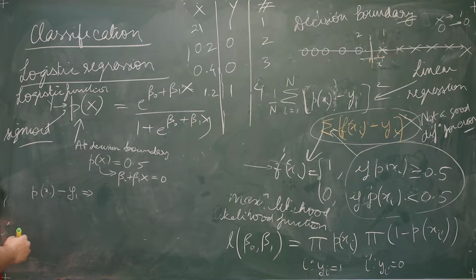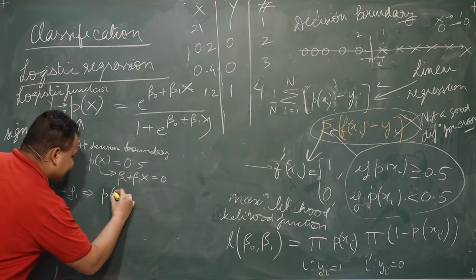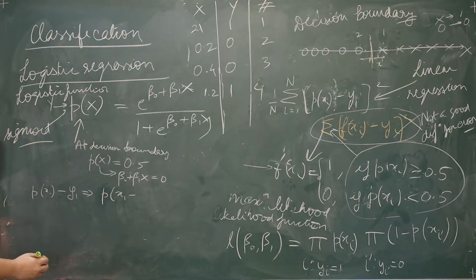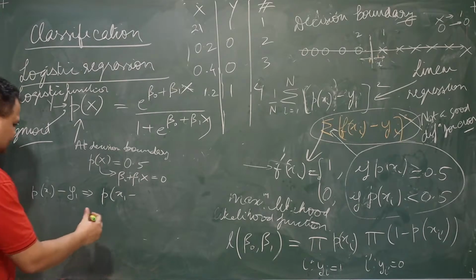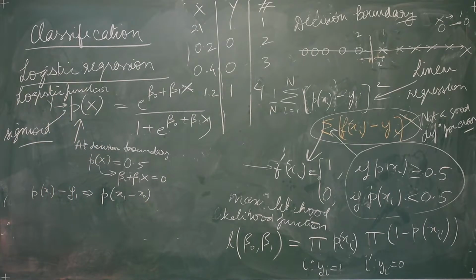No, sir, that is e to the power beta. Yes, it will be P of x dash, isn't it? So it is going to be P of x1 minus, let's call this x0. Is that correct or not? Sir, they will have to be subtracted separately.